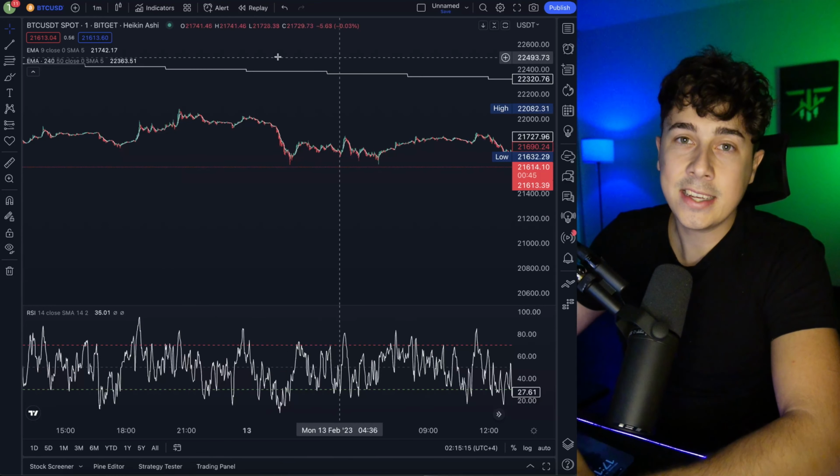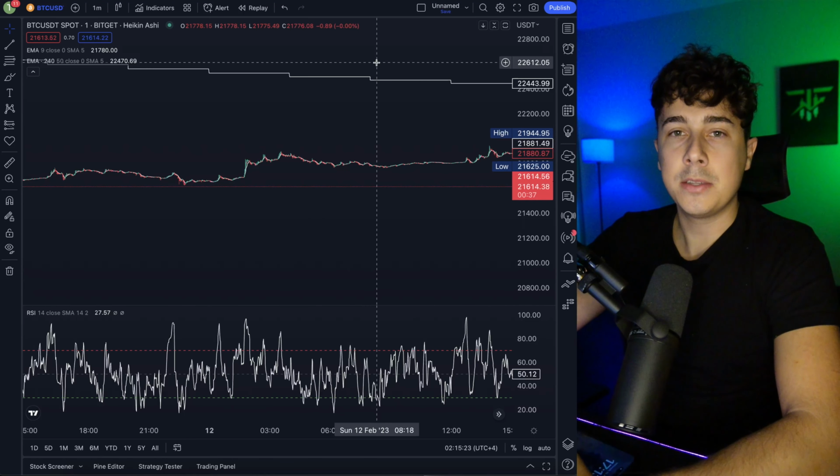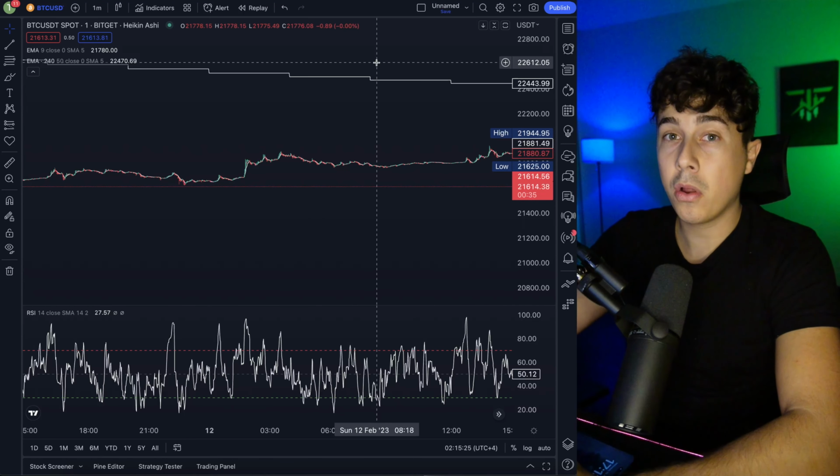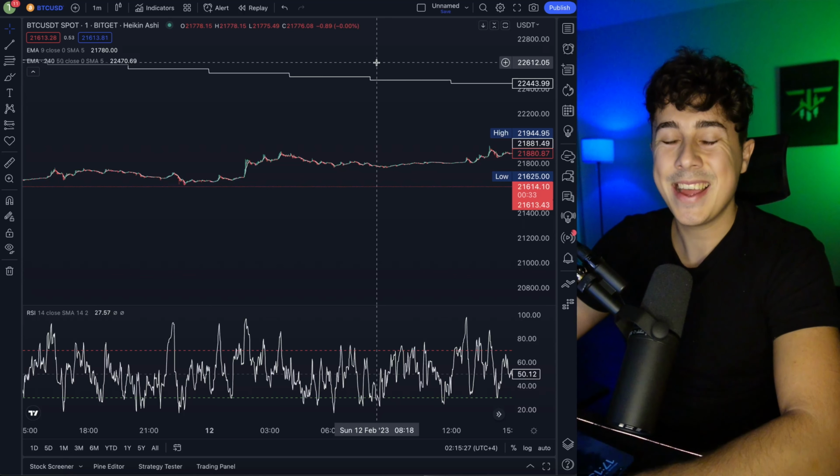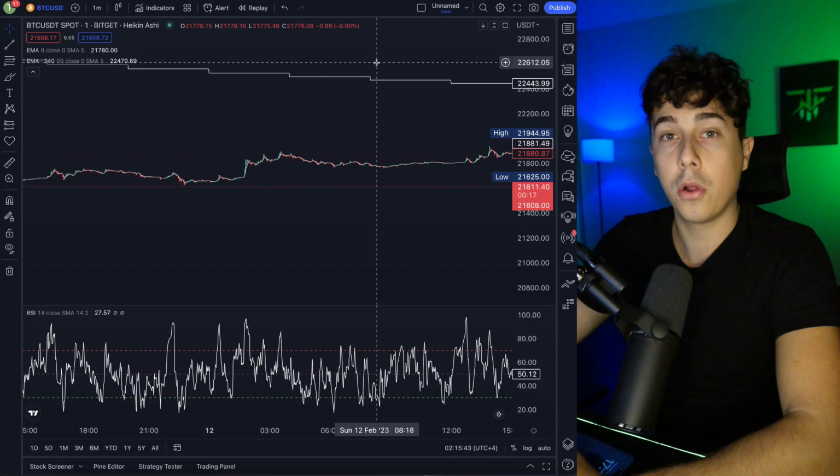50. And that says to us, if the chart is below our EMA 50, we will only take a look for short trades. And if the chart is above the EMA 50, so above this white line, then we will only take a look for long trades.